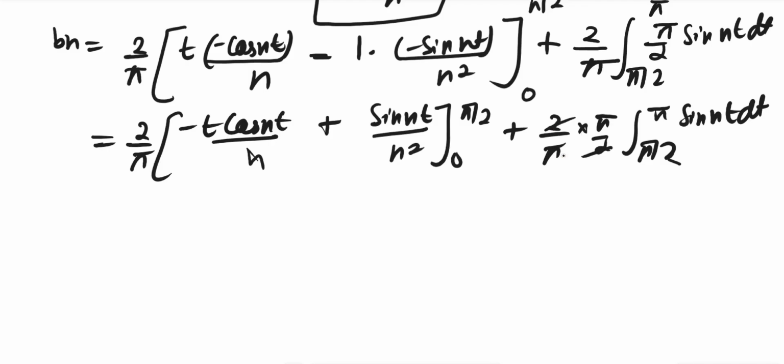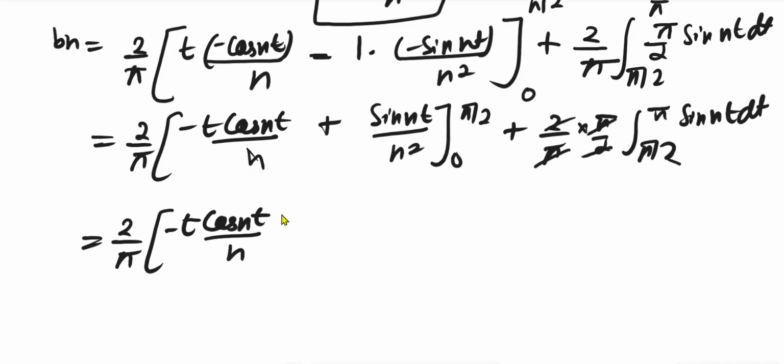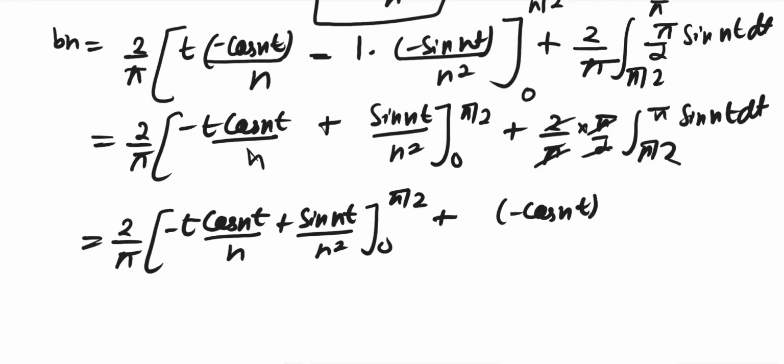Here the 2 cancels with the 2, and pi cancels with pi, so this becomes 2 upon pi, minus t cos nt divided by n plus sine nt divided by n square, limit from 0 to pi by 2, plus integration of sin nt, which is minus cos nt divided by n, and the limit is from pi by 2 to pi.